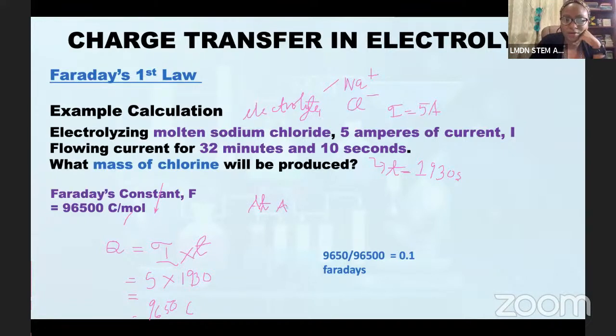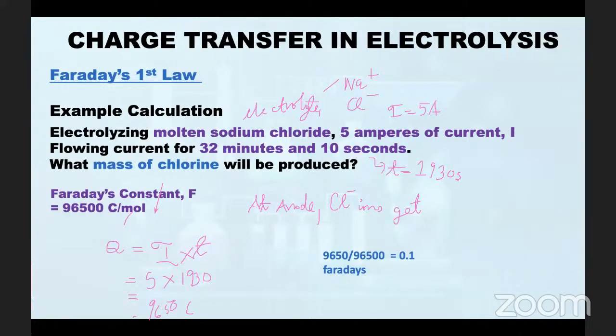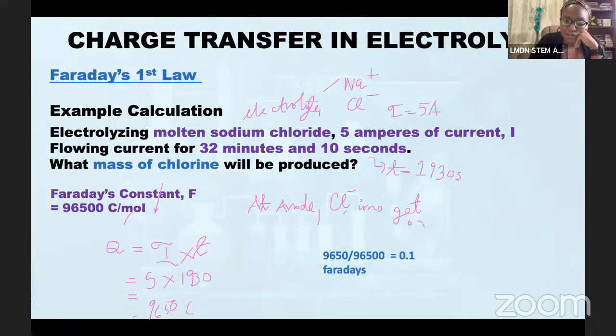So we say at anode, let's write out exactly what happens. At the anode, the chloride ions get, what do they get? Oxidized or reduced. What happens to them? Oxidized. They get oxidized. So let's write that. They get oxidized, right? So now what does that mean? They get oxidized means that they lose their electrons, right? They lose electrons.